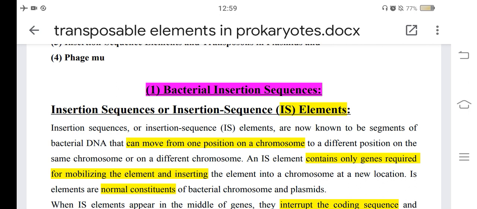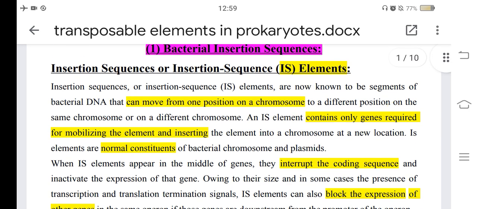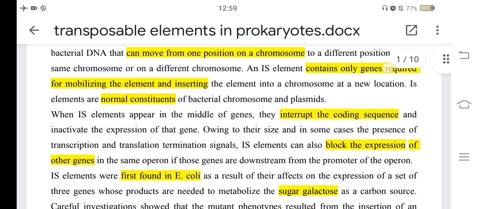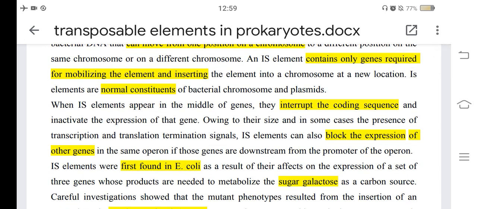Insertion sequences, or insertion sequence elements, IS elements, are now known to be segments of bacterial DNA that can move from one position on a chromosome to a different position on the same chromosome or on a different chromosome. An IS element contains only genes required for mobilizing the element and inserting the element into a chromosome at a new location. IS elements are normal constituents of bacterial chromosomes and plasmids.